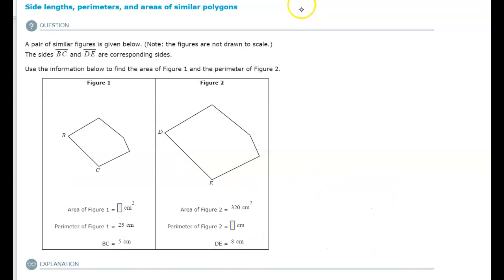So I'm going to erase most of this stuff here. I'm going to put my 5 over 8 here. Now, you guys recall that when we're doing an area, we're going to square our answer. So what we're going to have to do here is square this fraction. So we're going to do 5 squared, which is 25. And we're going to do 8 squared, which is 64. So then I'm going to use those numbers, 25 and 64.